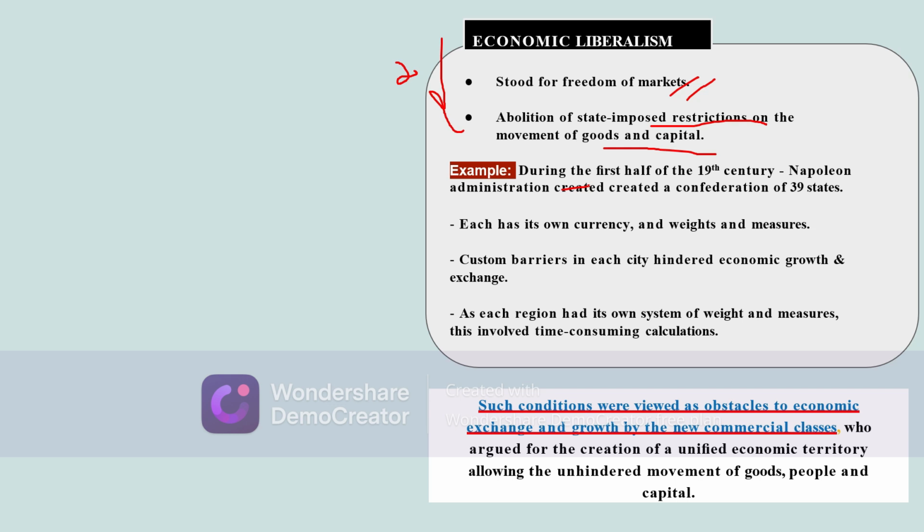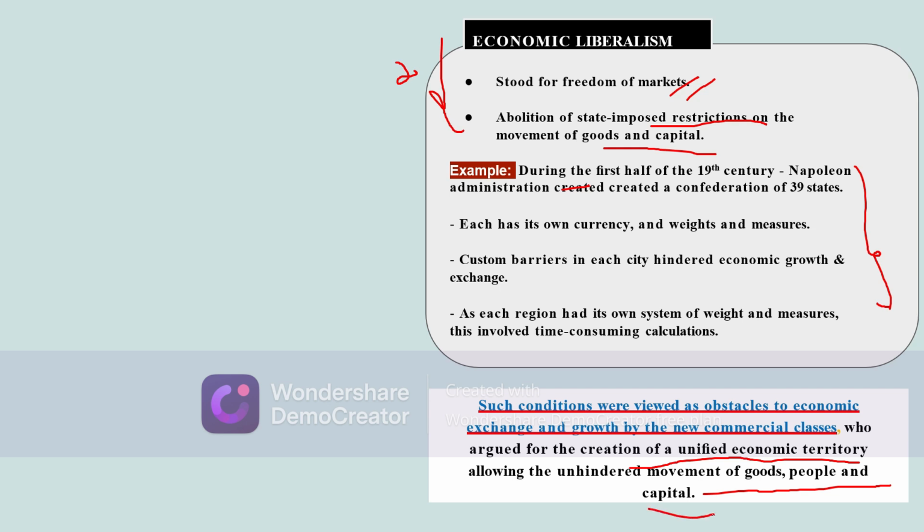So during this time, trade was very difficult because for trading there were a lot of barriers which hindered trading, and it was also very time consuming. Such conditions were viewed as obstacles to economic exchange and growth by the new commercial classes who argued for creation of unified economic territory, allowing the unhindered movement of goods, people and capital.